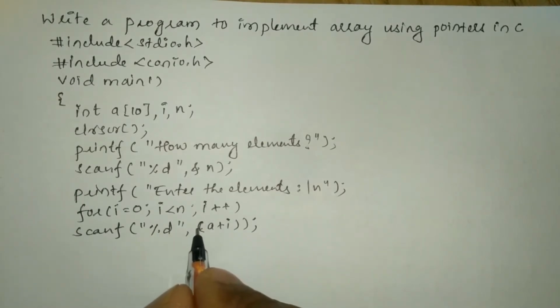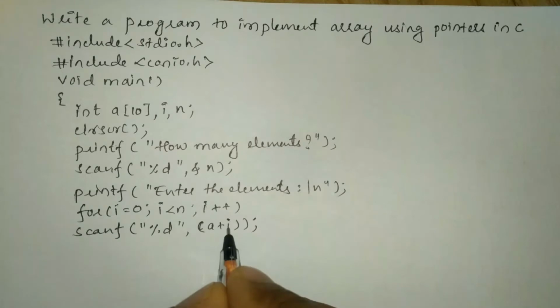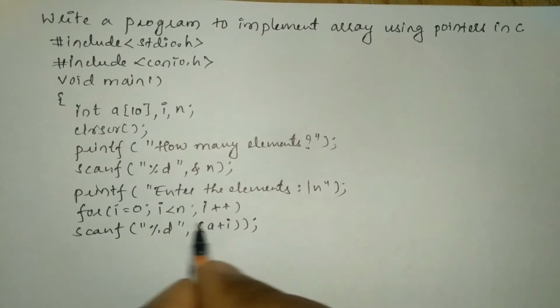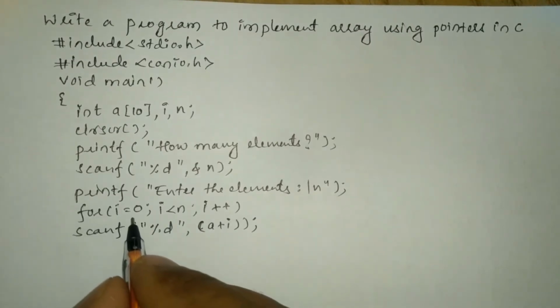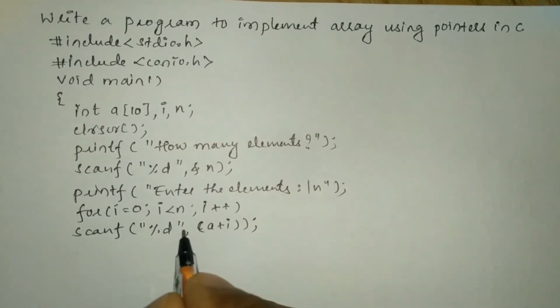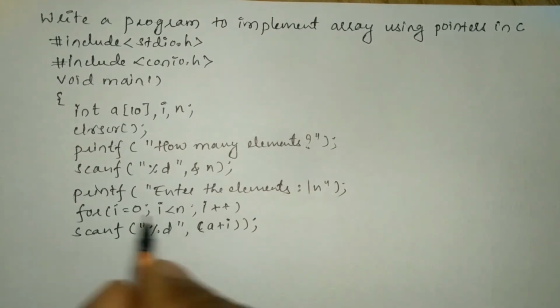So here we are not going to use the ampersand symbol because the address of the first block of the array itself is equated. So hence we are not going to use the ampersand symbol here. So a plus i means for the first time it will be a plus 0, a plus 1, a plus 2 and so on, up to n number of times it is going to iterate, and it is going to receive the value of each and every block.